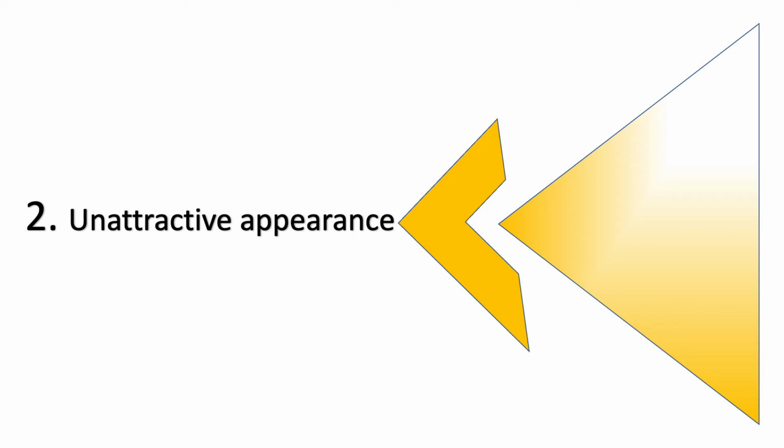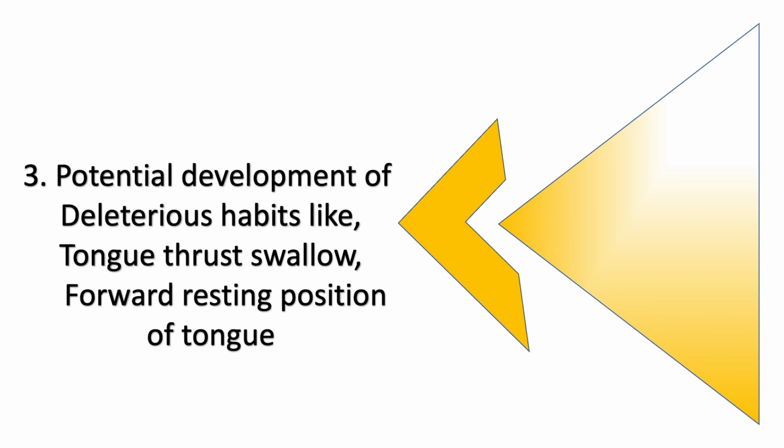Then, unattractive appearance, obviously, because the upper front teeth form the smile line. And when they are missing, obviously they are going to affect the aesthetic appearance. Then, there is the potential development of deleterious habits. I have a complete and dedicated video on all kinds of oral habits. I will put the link in the description box. You can check that out. Habits like tongue thrust, swallowing, improper forward resting position of the tongue, all this can happen because you have the space in front and the tongue will try to fill that space.